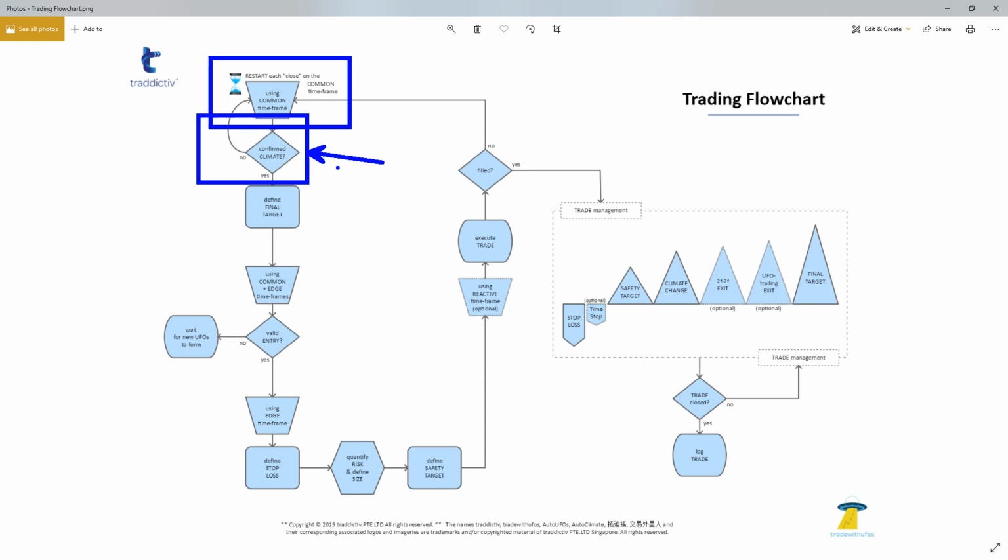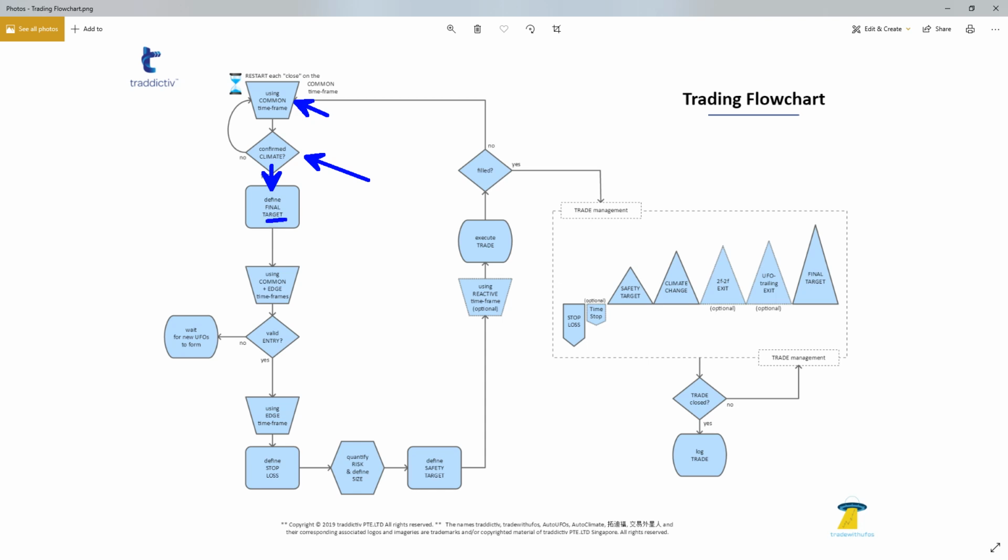So in order to simplify, and this is the first step of simplification, what we have done is to not give choices when it comes to climate. It's either the climate is confirmed or it is not. If it's not confirmed, you go back to the common time frame until the climate is confirmed. And if the climate is confirmed, then you go for the next step, which is looking for the target. So that's the first change for those of you who have been utilizing the diagram, the flowchart, for a while. This is the first change that you need to be aware of.